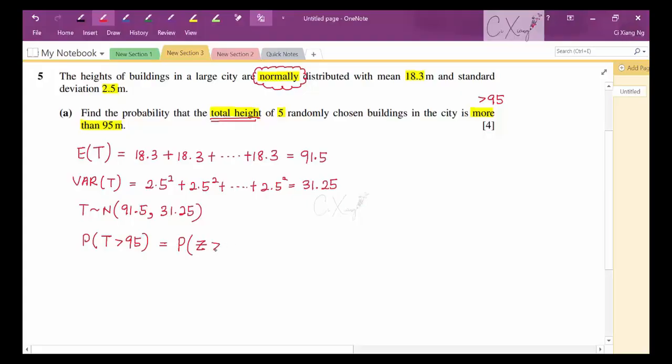So how do we standardize to become Z? You take the value for T minus the mean for T, which is 91.5, divided by the standard deviation, which is the square root of 31.25. From here you get the Z value, which is more than 0.626.